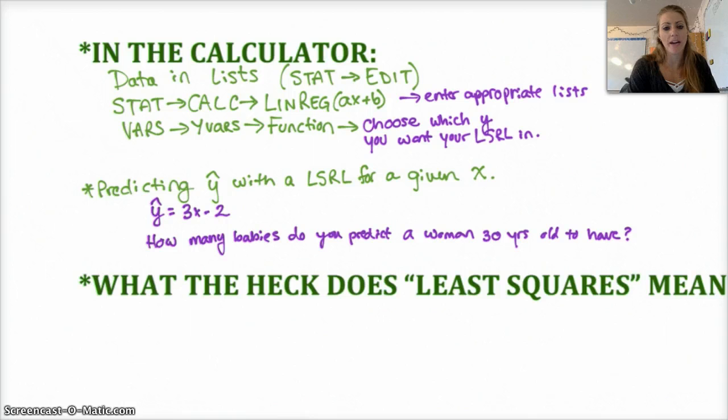Okay, lastly is predicting y hat with a least squares regression line for a given x value. So given our really bad example earlier of the women's age and the number of babies, how many babies do you predict a woman 30 years old to have? Remember, x is the age, y hat is the predicted number of kids. So you would just plug in 30 for x, multiply, then plug it in and find your predicted y. So you would end up getting y hat to be 3 times 30, which is 90 minus 2, which is 88. 88 kids. My example is bad, but that would be how you did it.